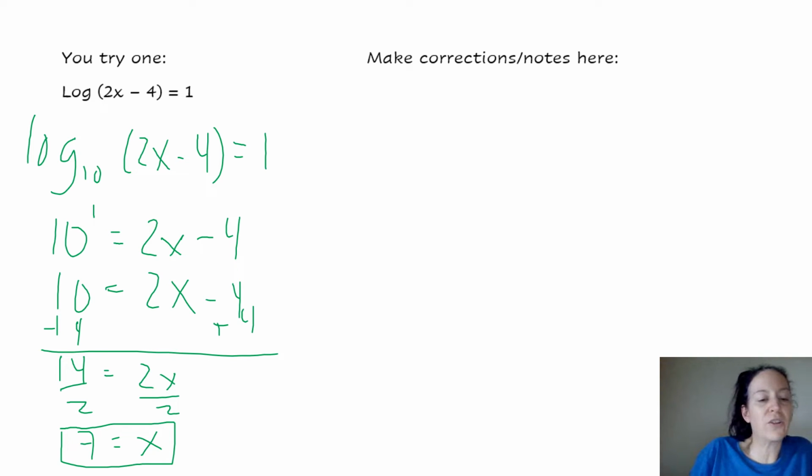Make sure that you are checking your answer. So 7, 2 times 7 is 14. 14 minus 4 is positive. Again, you're just checking to make sure that whatever you're taking the log of is positive. On your sheet, any mistakes that you made, anything that I might have said of interest, make a little note over here, make a correction, make sure that you're showing some active engagement with the notes there.